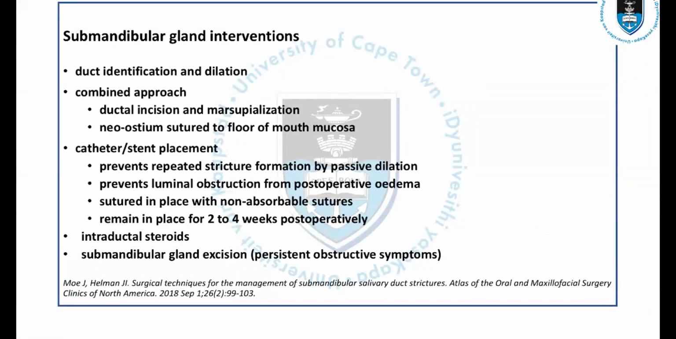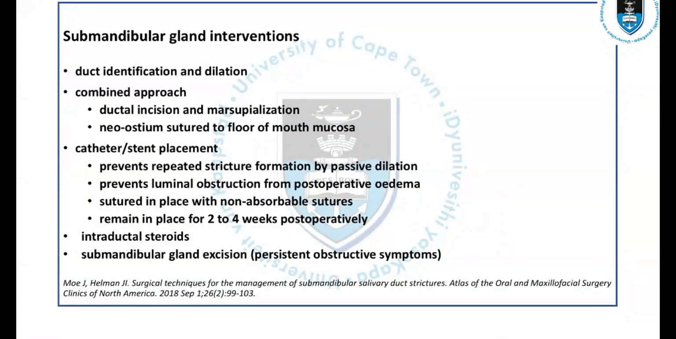The submandibular duct is identified and dilated similar to the parotid duct. In a combined approach, ductal incision and marsupialization is done, and the neo-ostium is sutured to the floor of the mouth mucosa. And this allows the stenotic portion of the duct to be bypassed or opened.